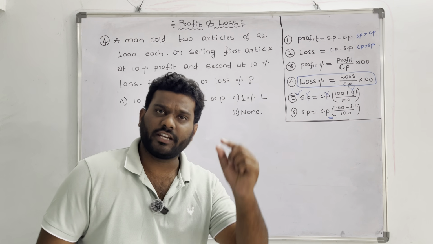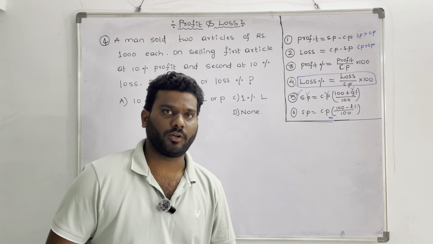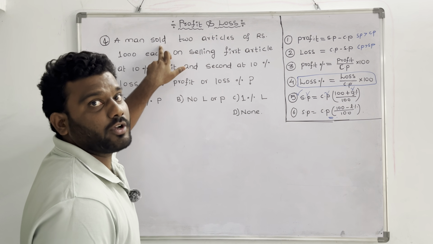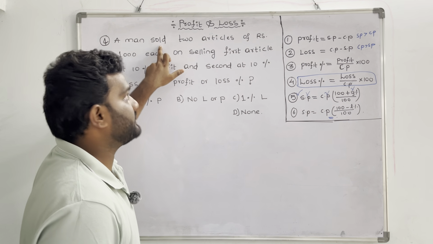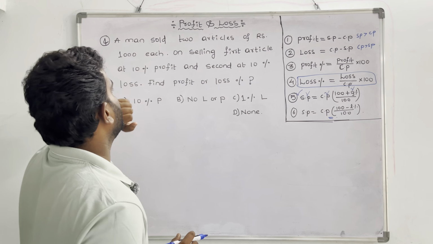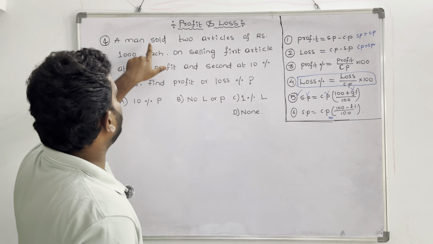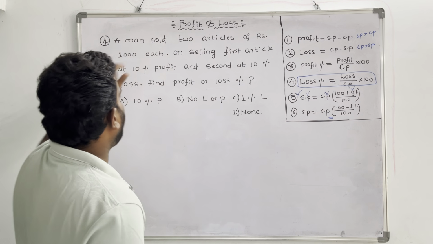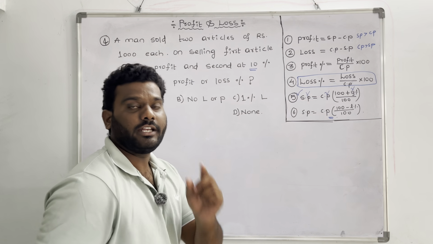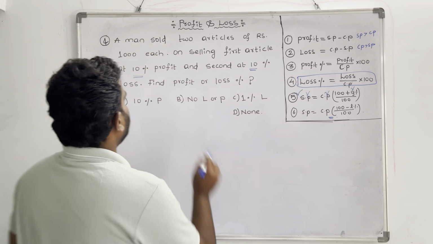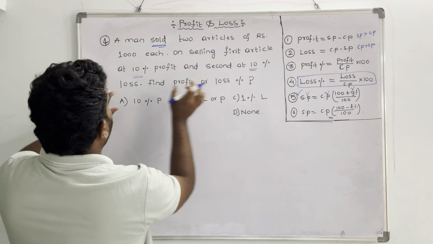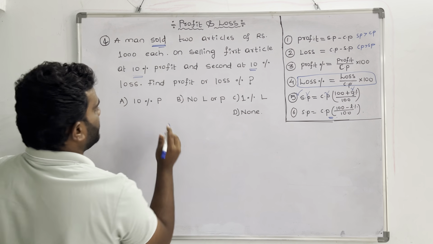See the fourth question, a very important question, mostly repeated from profit and loss. Previously you have seen "bought", which means cost price, or "purchased", which means cost price. But here he is giving "sold", which means selling price. For such questions, whenever the selling price is given and the profit percentage and loss percentage are the same, you need to follow a simple trick.